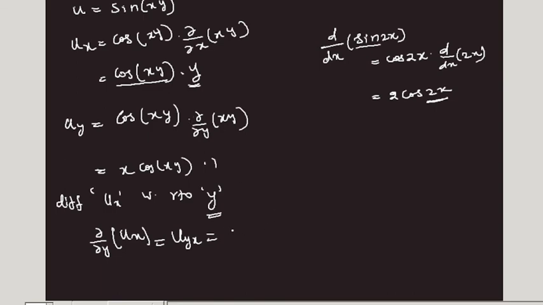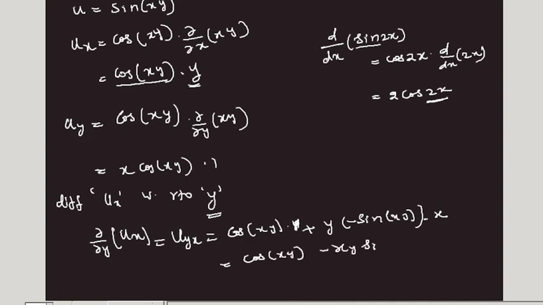So here cos of xy into y is 1. Y differentiation is 1 plus y into differentiation of cos is minus sine of xy. Then differentiation of xy with respect to y is x. So we are getting the answer cos of xy minus xy into sine of xy. So we must practice this one so that we can understand the problem easily.